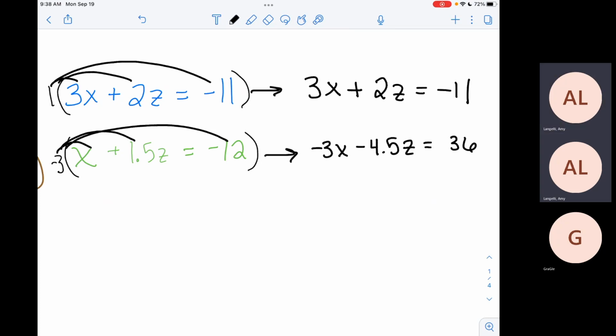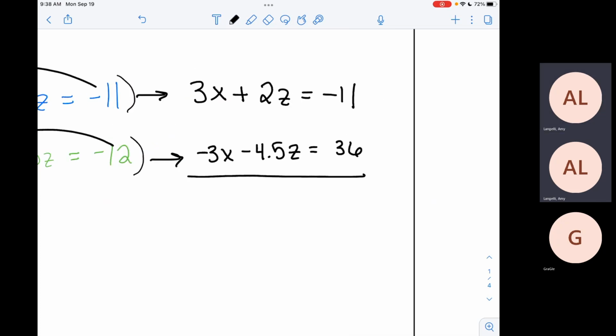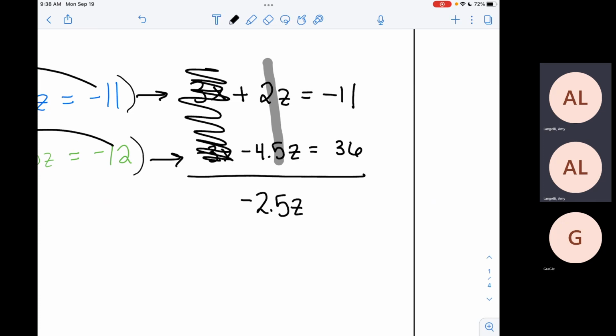All right, now here's where the rubber meets the road. We're going to see if we got these right or not. Okay, what do you guys notice about the x's? There they are. Thank you, elimination. Okay, what do those two make when you go down there? Really hoping we did a good job. What do these make? -2.5z, unless I missed a negative.